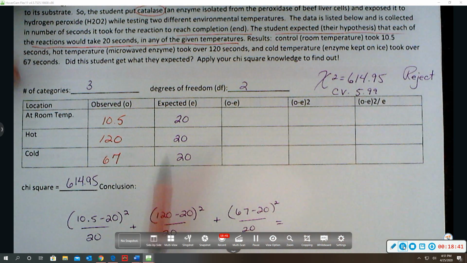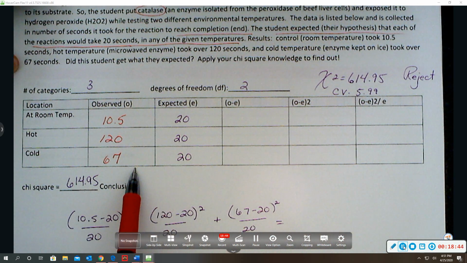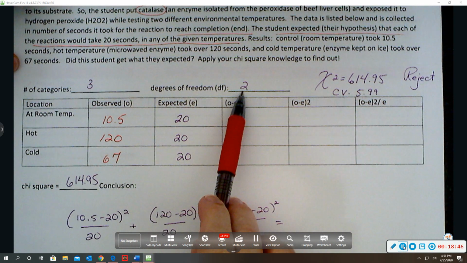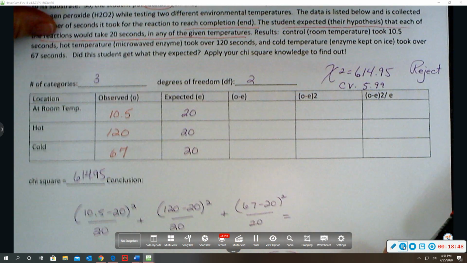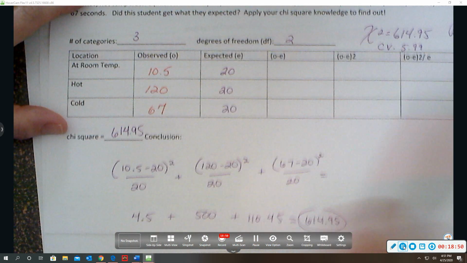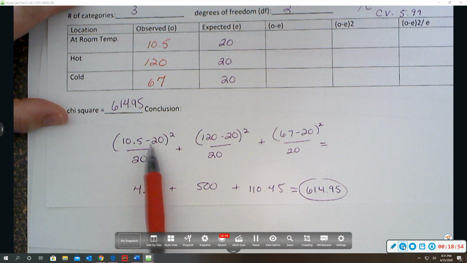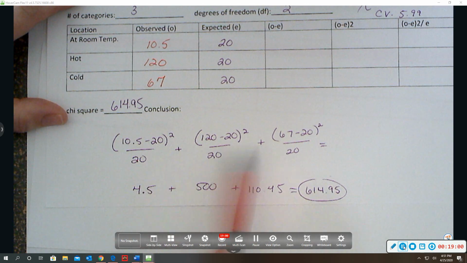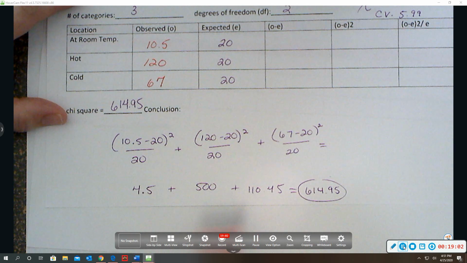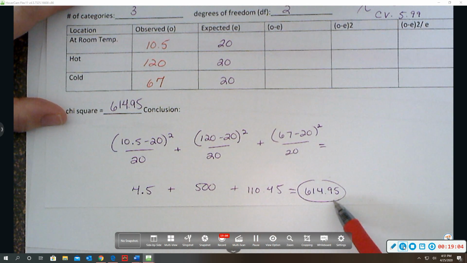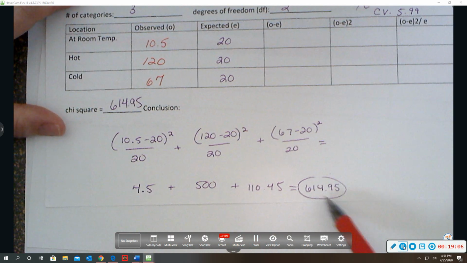Let's see. Well, we have 3 categories, so our degrees of freedom is 2. Let's do our math. So I wrote that all out down here. Our observed minus expected divided by expected. Oh, don't forget to square that up there. Don't forget to add all the values together. As you can tell, what this student was thinking was way off.